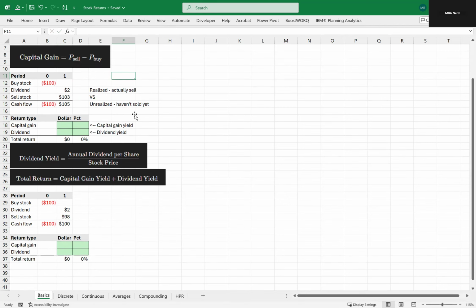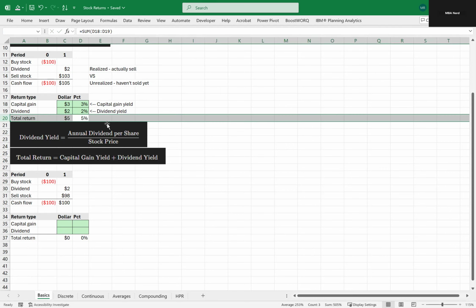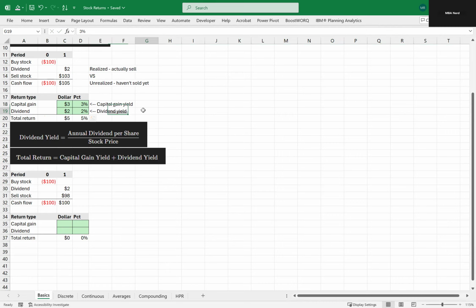There's another idea of a dividend. If a company pays a dividend, you get that dividend yield based on what you paid for it. So the dividend in this scenario is $2, and then the dividend yield is 2% because you get $2 based on $100 that you paid for it. Same thing when you sell the stock at the end, you get a capital gain of $3 and a percentage capital gain of 3%. And those added together, you just get a 5% total return. You add those two together.